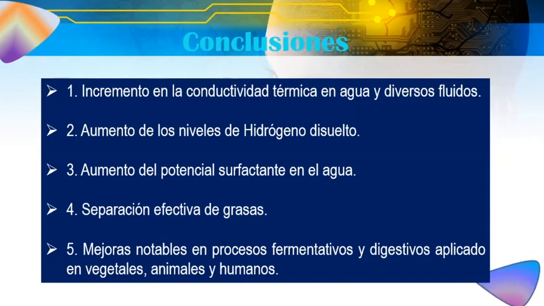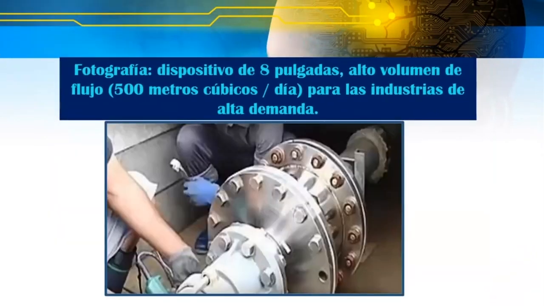And there are noticeable improvements in fermentative and digestive processes, applied to vegetables, animals, and humans, as a consequence of this. For example, farm animals, many of which are polygastric, such as ruminants. Then digestion improves, and as a result, milk or meat productivity increases.